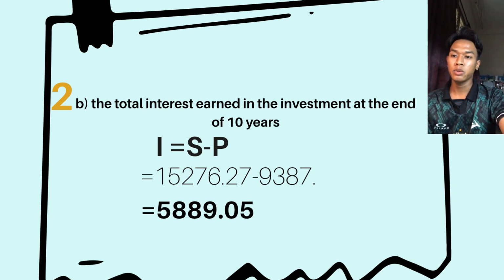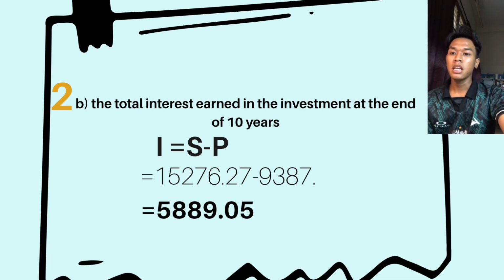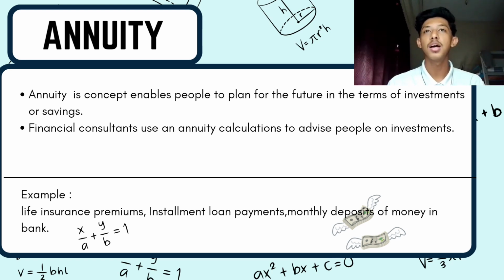For question 2B, the total interest in the investment at the end of 10 years, we use the formula I equal to S minus P, which is 15,276.27 minus 9,387, and we get the answer 5,889.5.